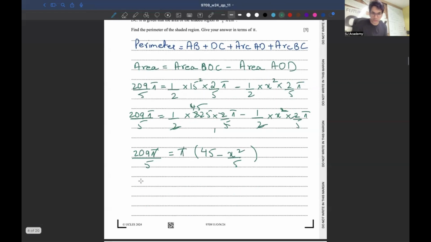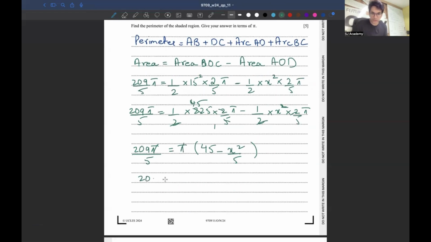So this will become 209/5 equals, now we can take the LCM, 45 times 5, that is 225, minus x squared, all upon 5. The 5 and 5 cancel out. We bring the x squared over here and subtract 209. So x squared is 16. The value of x will be equal to 4. Obviously, we'll take the positive value.